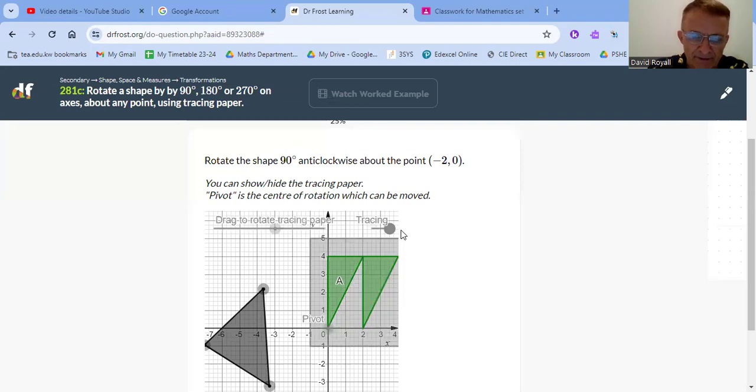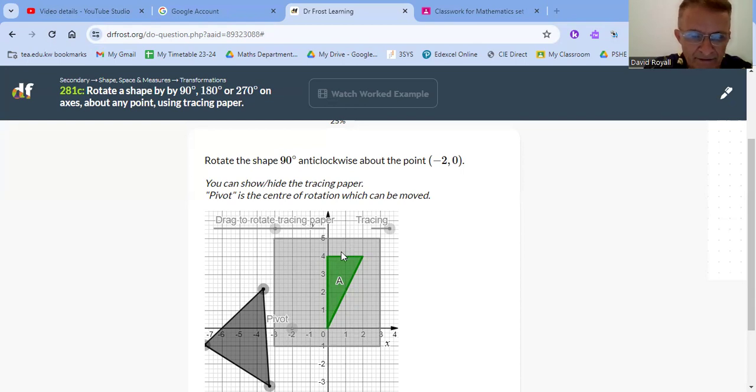So let's get some tracing paper up and going. Well, first of all, let's do something with this tracing paper because we've got to move the pivot to -2, 0. Right, not that way. This way. -2. Okay, well, let's get this out of the way. There you go. Now, I've got to rotate this 90 degrees anti-clockwise.